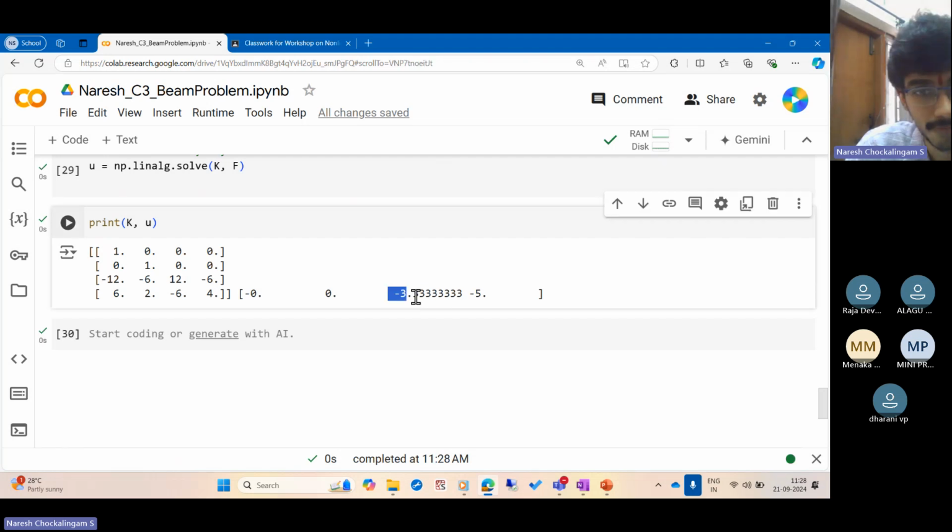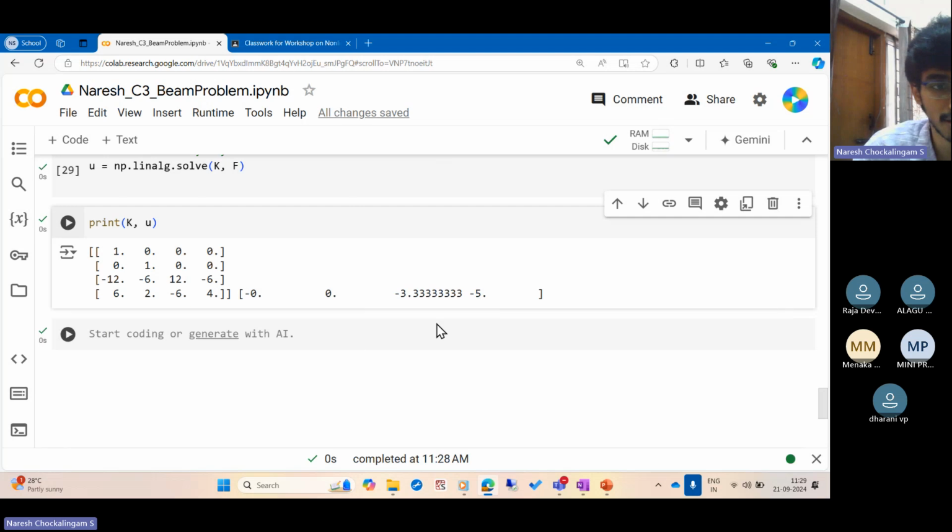So this is the displacement and this is the rotation. You can check PL cube by 3EI. P is 10, L and EI are 1. So 10 by 3 is 3.333. So it has got a downward displacement of 3.333, and it has got a counter clockwise rotation of 5.